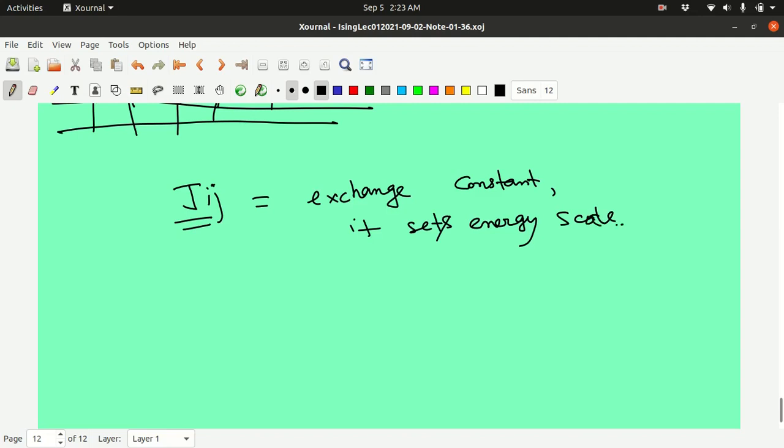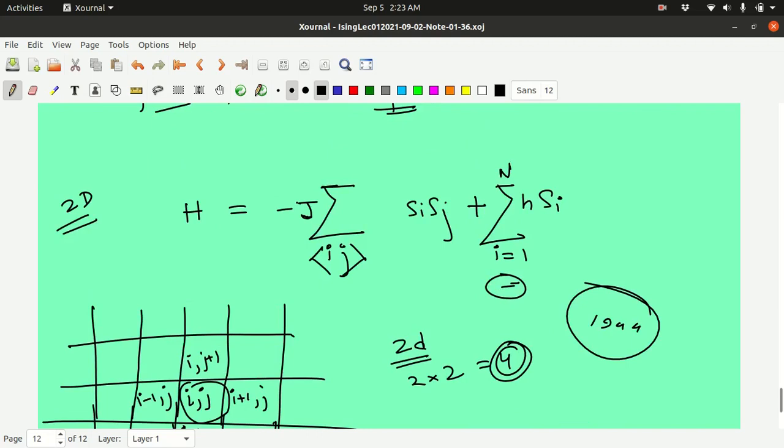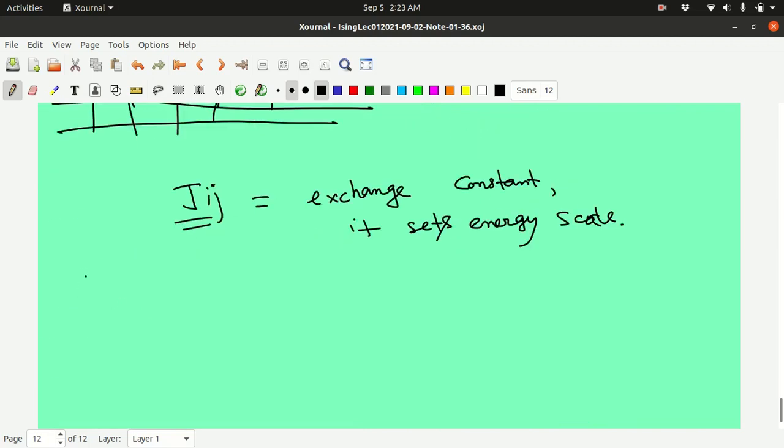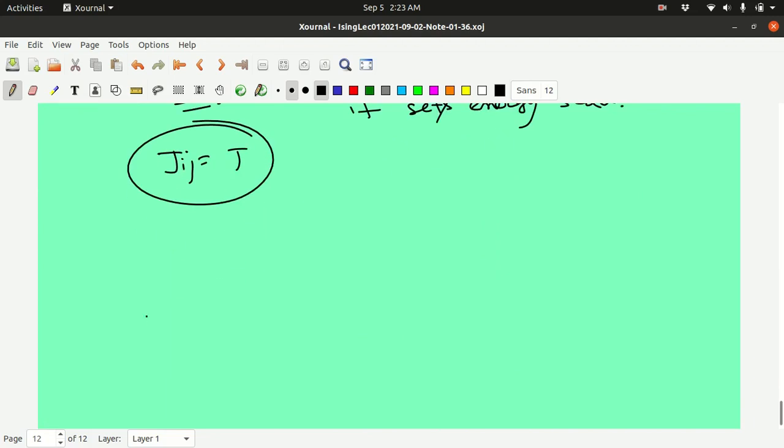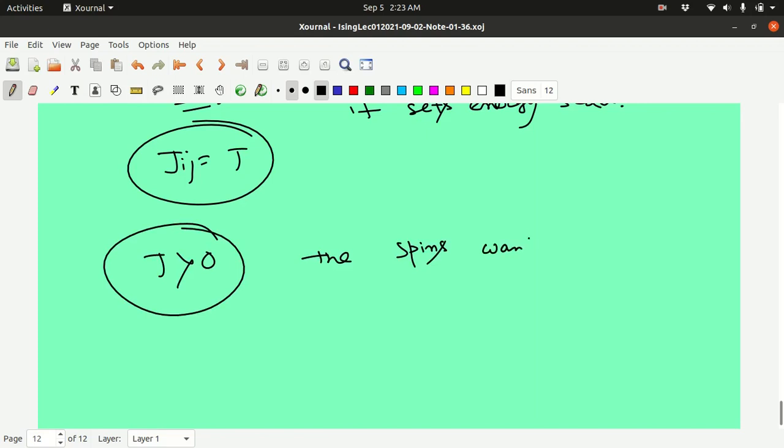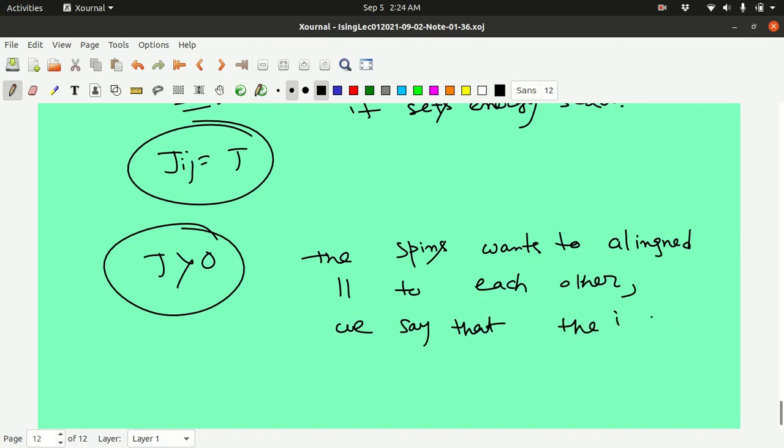And this is clear, right? Whenever you increase the value of J_ij, the magnitude will increase. For simplicity we take J_ij equal to J for all i, j, they are the same. Now if J is greater than 0, the spins want to align parallel to each other, and we then say that the interaction is ferromagnetic.